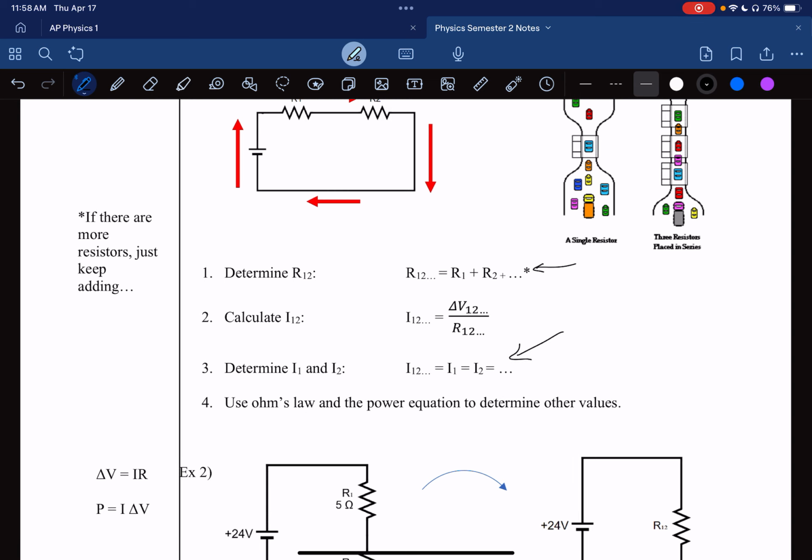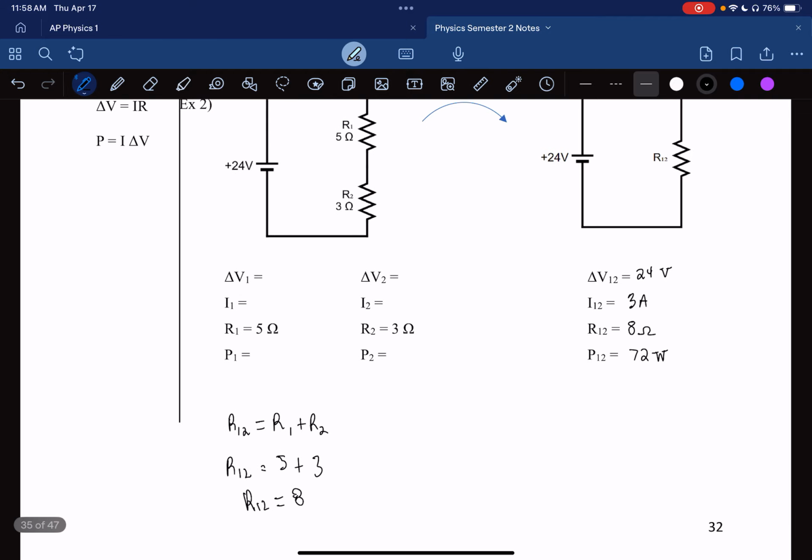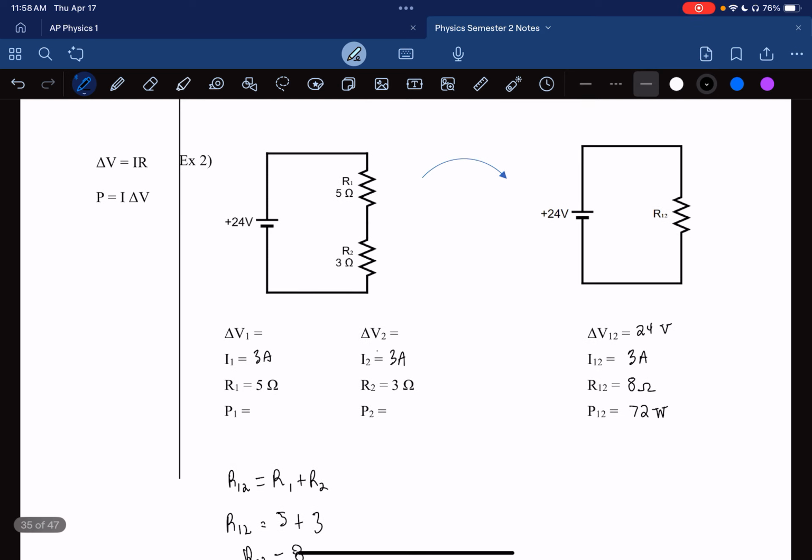And that's how we figured out R. So we're just going to bring in here 3 amps and 3 amps. And we'll just clean up the numbers here. So V is equal to I times R. So 3 times 3, that's 9. And 5 times 3, that's 15 volts. Power is I times V, so 15 times 3 is 45 watts. And 9 times 3 is 27 watts.